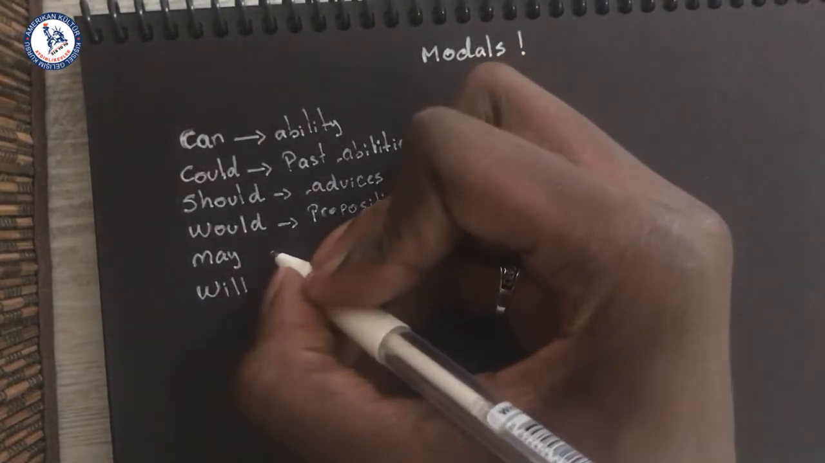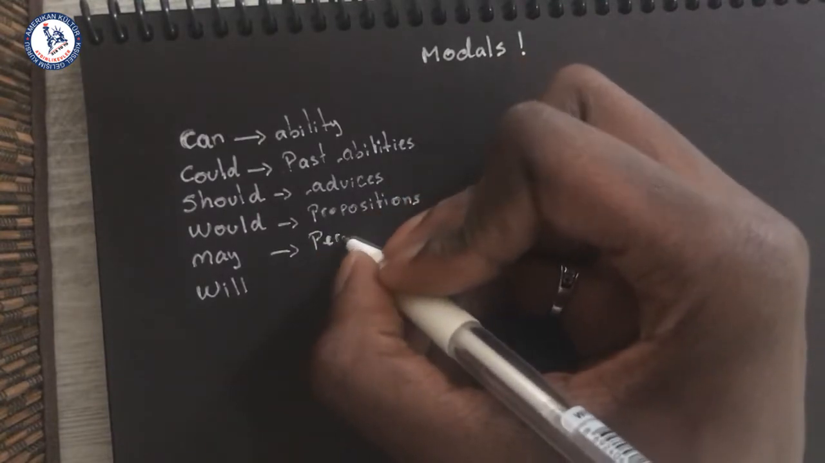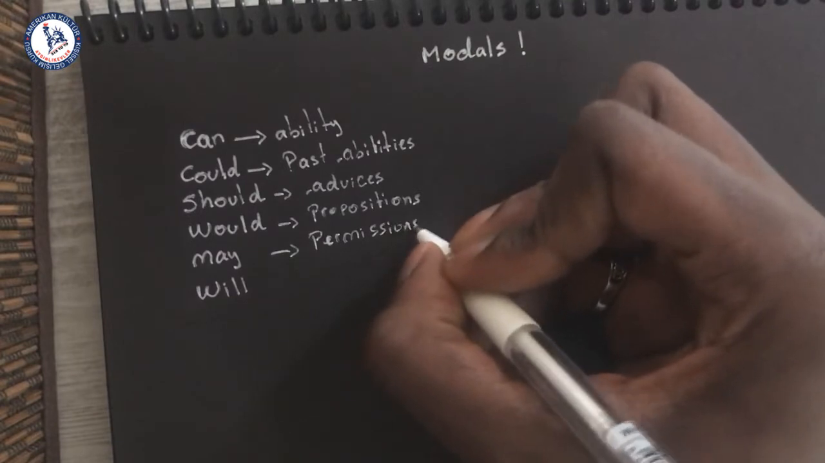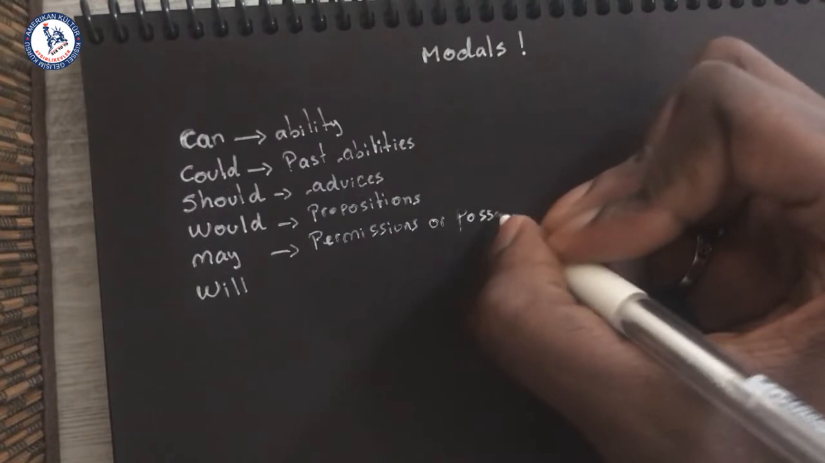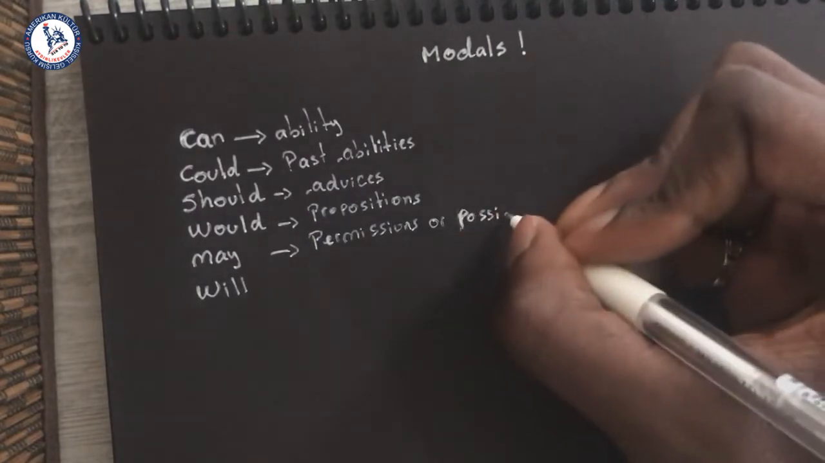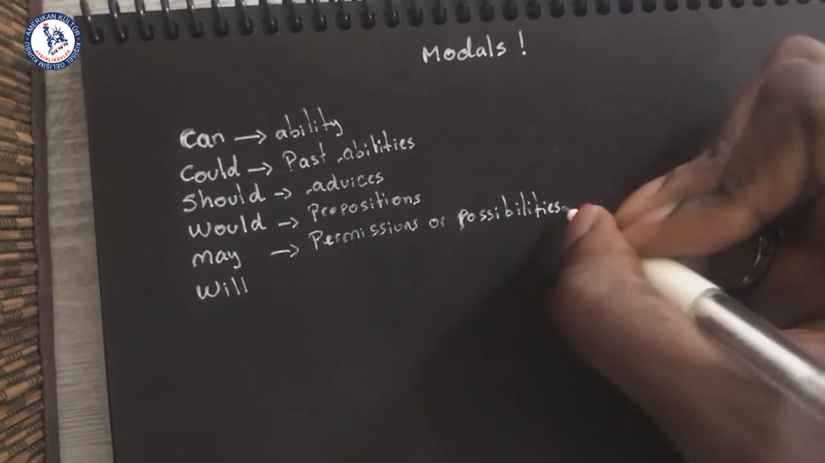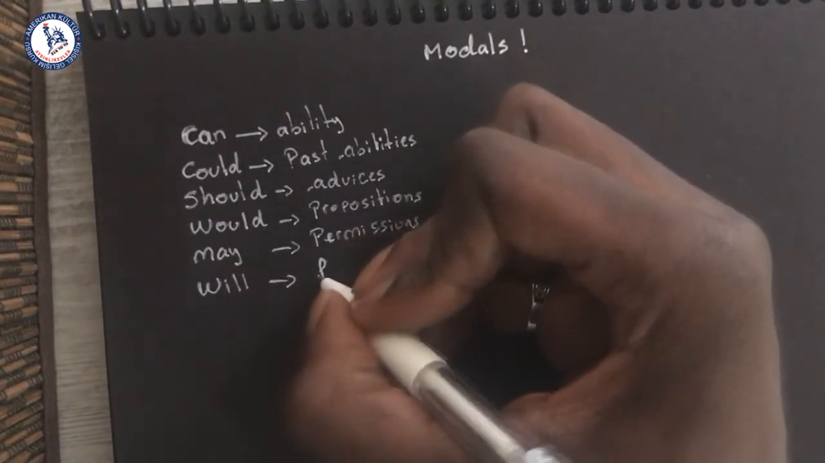May is used for permissions or possibilities. Will is used for the future.